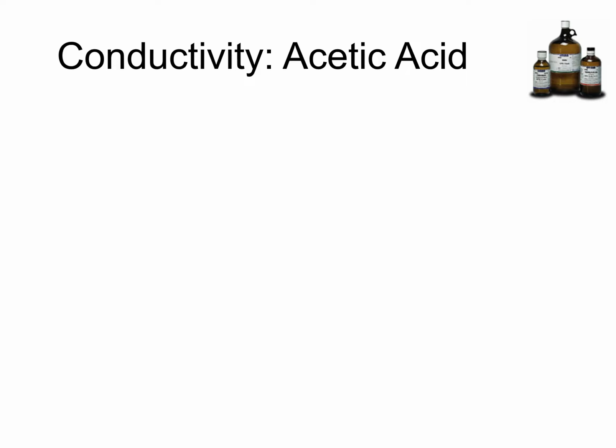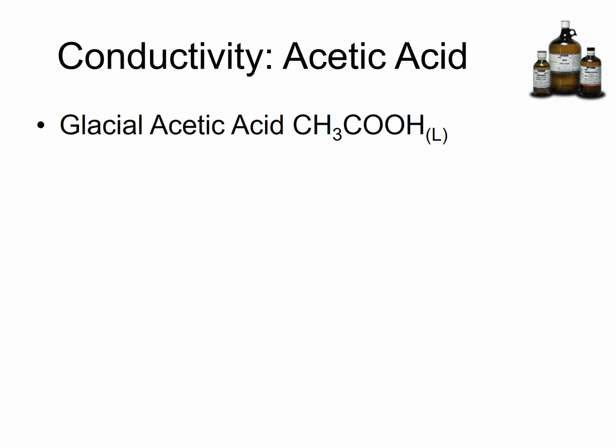Let's turn our discussion to solutions that conduct electricity: weak electrolytes, strong electrolytes, non-electrolytes. Let's look at acetic acid. I'm showing you some bottles of acetic acid in the upper right-hand corner. This is exactly how we get acetic acid in the laboratory when it's delivered. This is a special form of acetic acid known as glacial acetic acid.